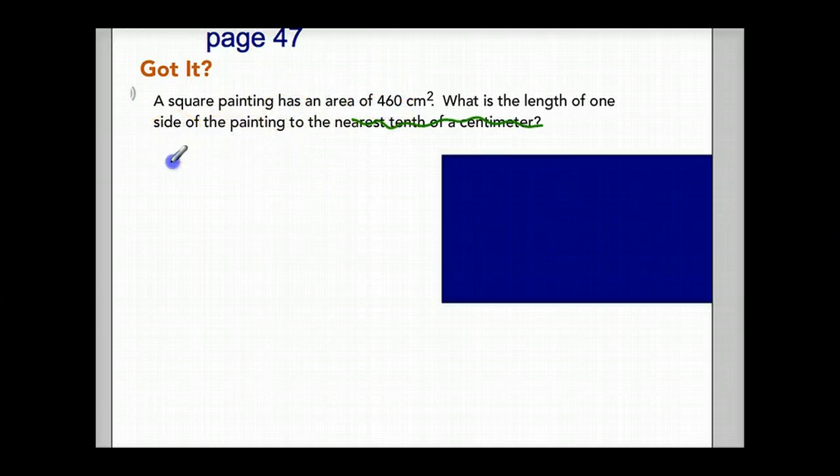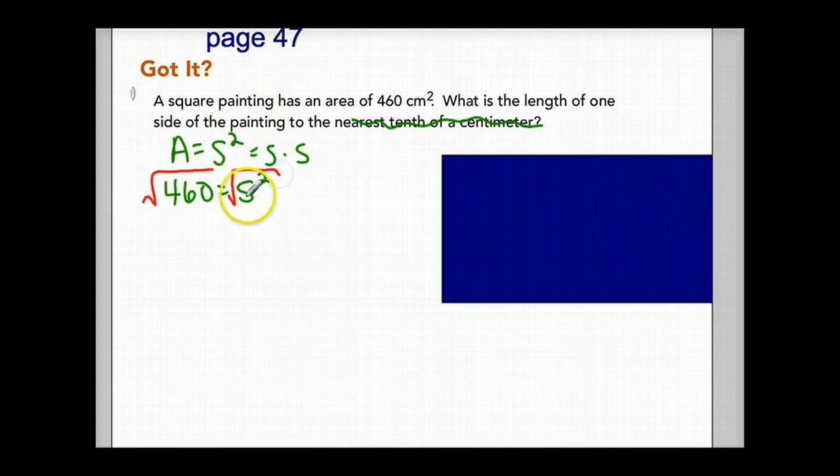Now remember we said the area of a square is s squared, or s times s. So all we do here is put in 460 for our area. And what we want to solve for is s squared. So it's going to be the same thing. We're going to take the square root of both sides. We don't know what this is, so this could just be the square root of 460 for now. And we know the square root of s squared is s. So whatever the square root of 460 is, that's what s is.